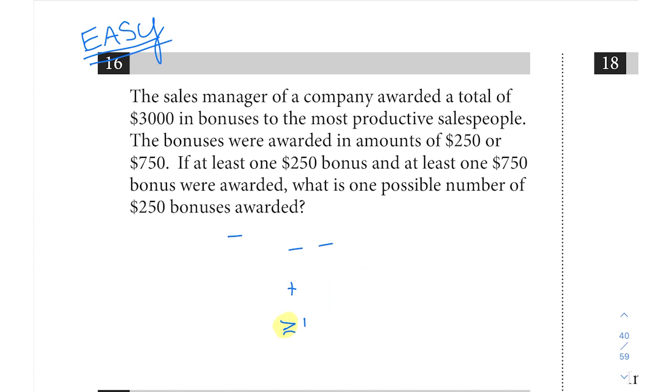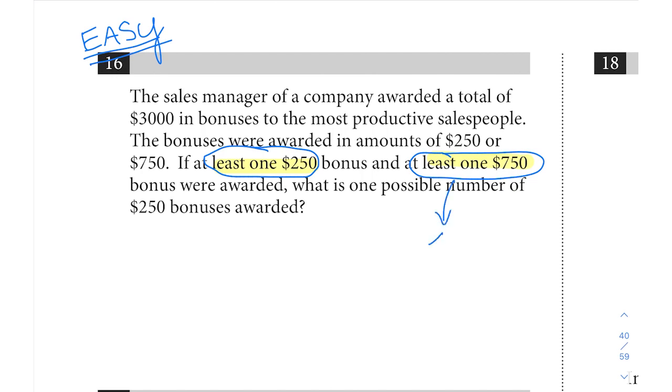So let's erase this, and let's start fresh with this question and try to use to our advantage the idea that we have to have at least one of each. Let's just start testing it out and see what this would look like. Let's try a value, and I always think it's easier to work with larger numbers, because if you pick a value for the number of $750 bonuses, then it's likely that the smaller value would divide in evenly. That's just personal preference.